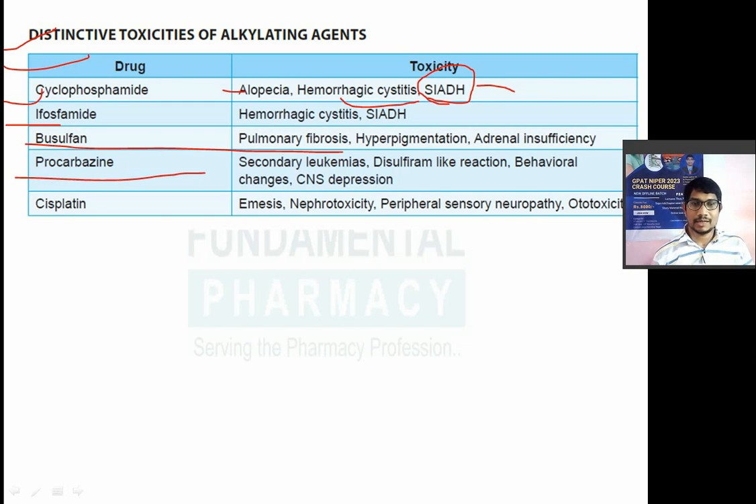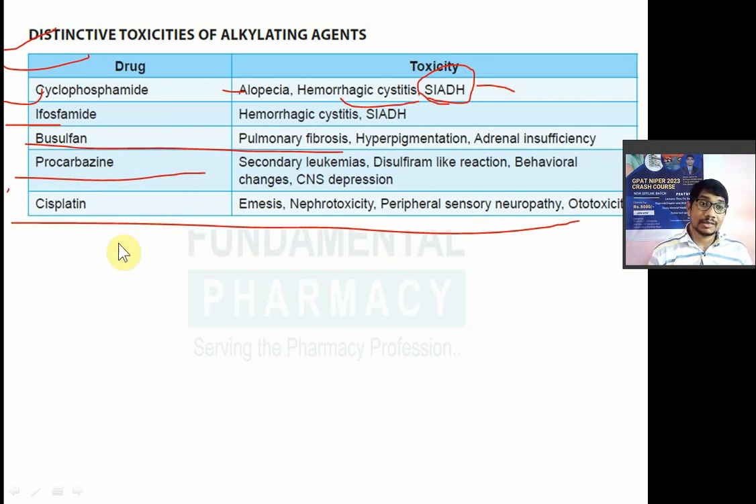So that is another, disulfiram-like reactions with alcohol. Behavioral toxicity, CNS depression. Cisplatin, okay, it is a platinum compound. It can cause emesis, nephrotoxicity, peripheral sensory neuropathy, ototoxicity. तो emesis जो cisplatin होता है, that is the most emetic in nature amongst all anti-cancer drugs. जितने भी anti-cancer drug है उसमें से सबसे ज़्यादा emetic कौन है? Cisplatin. And it can also cause nephrotoxicity.